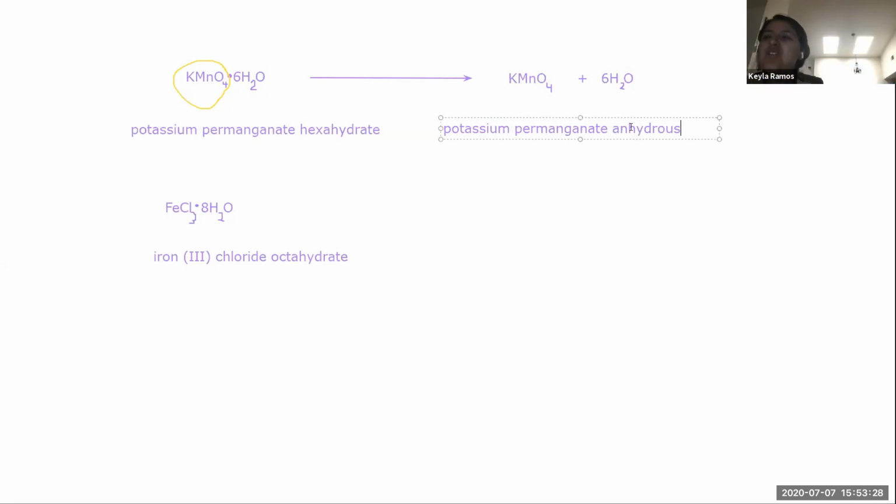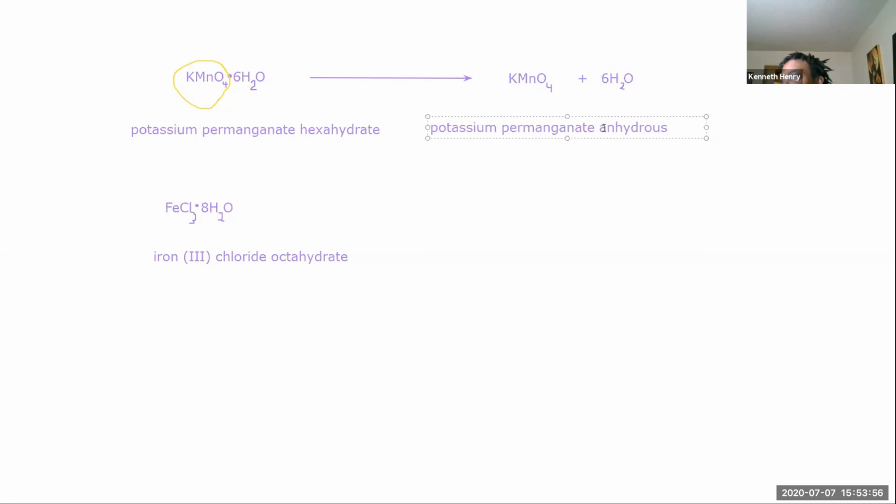I have a question. So you don't have to use the hexa for the 6? Nope, the 6 now is separate. Like you see the dot here? Here it means that's part of the compound. Here it means it's separated, it's plus. It's not part of the compound. It's two independent moieties, right? They're no longer together. They split up. They got a divorce. Okay? So then you just have potassium permanganate anhydrous and water, right?